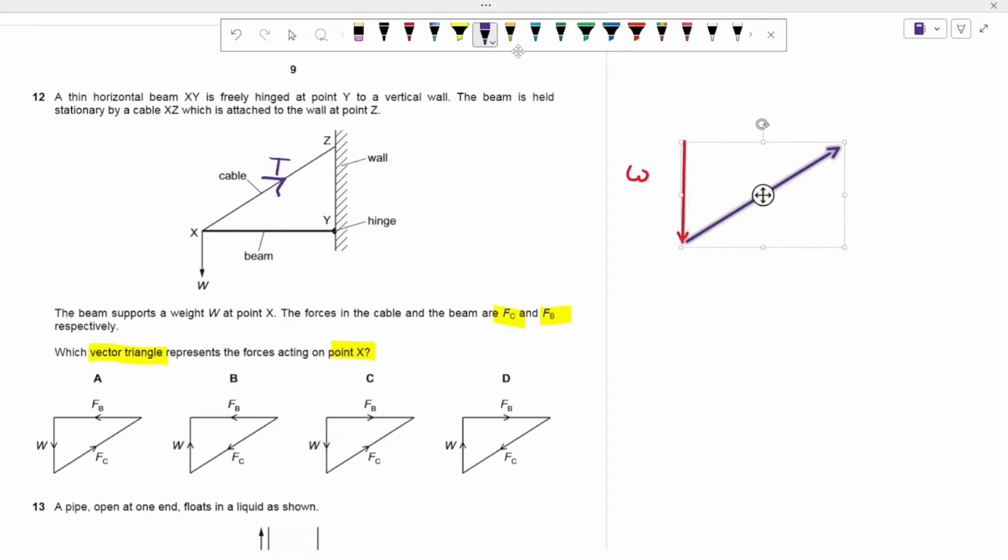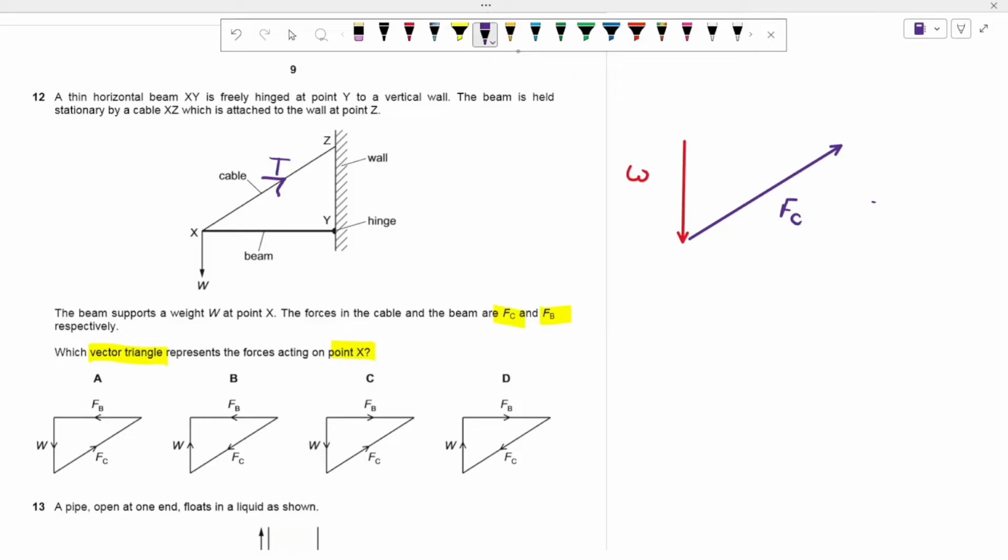Now, so this is our tension T, right? Or in this case, it's FC, right? So if you connect it here, in this case, it's actually FC. We're now left with a force in the beam. Okay, so this is a very tricky one. We want to figure out which direction it is acting.